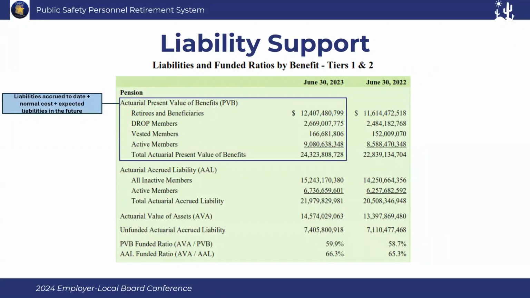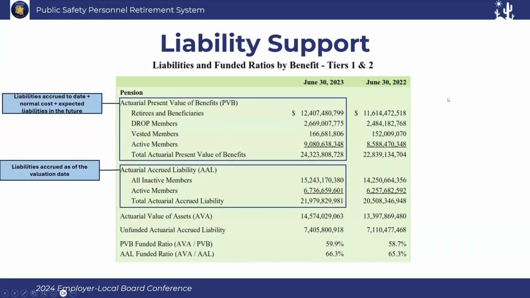So PVB is really a comprehensive metric that's looking at what the actuaries think the cost of the total benefits is going to be, going all the way out to when the last member gets paid. It will, of course, change in any given year. There's a lot of assumptions that feed into this calculation, but it's the measurement that tries to capture that concept.